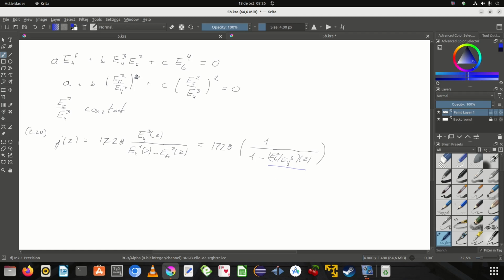If this is a constant, then j must be a constant, and we know it's not. Therefore, no relation of this kind can exist. That would imply that E6 squared divided by E4 cubed is constant, whatever the relation be. I believe this solves problem 5.